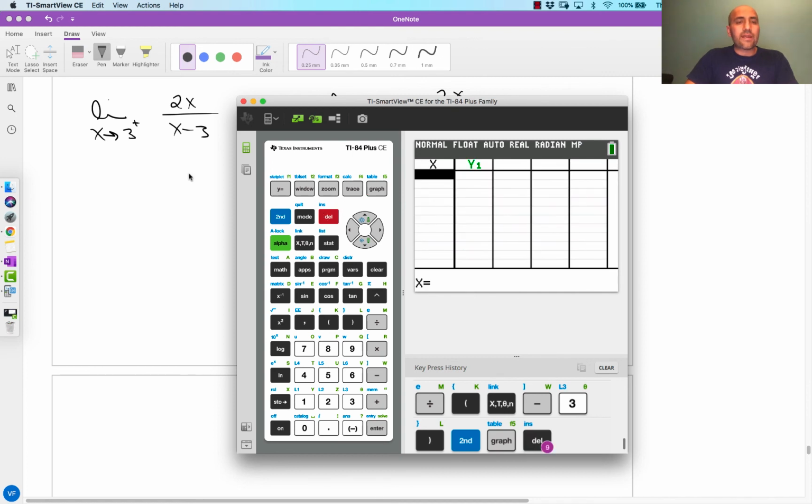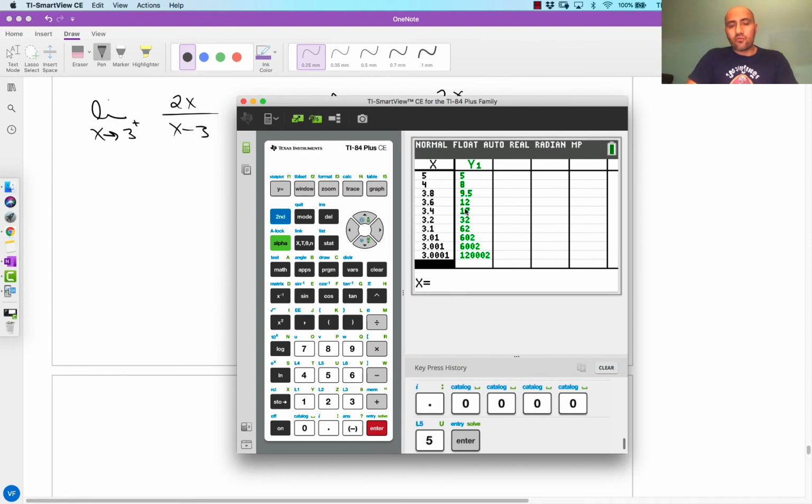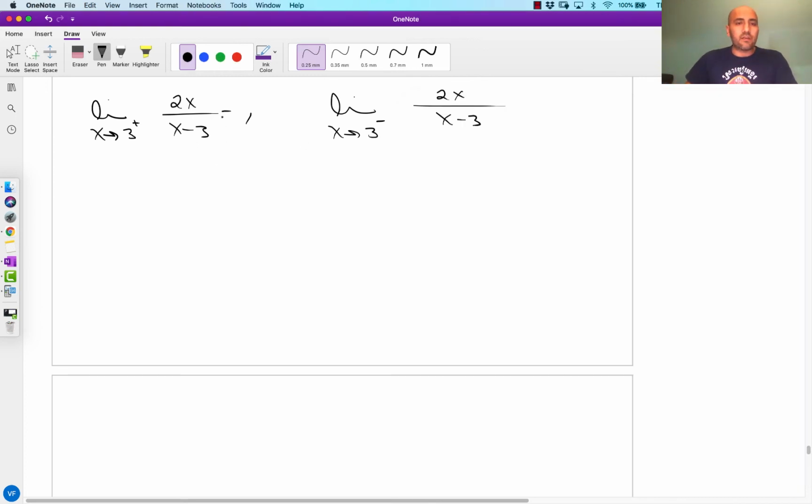So let's go over to our table, and we want to delete all the old ones, and we want to approach 3 from the right-hand side. So that means that the input values are always going to be a little bit larger than 3. So let's start with 5, 4, 3.8, 3.6, 3.4, 3.2, 3.1, 3.01, 3.001, 3.00005. There, okay, so we see that they're growing out of control, right? They're getting bigger and bigger and bigger. The closer my input value grows toward 3, the bigger this goes toward positive infinity. So I feel sufficiently confident to conclude that this must be growing toward positive infinity. This equals positive infinity.